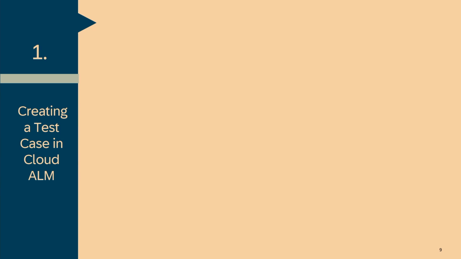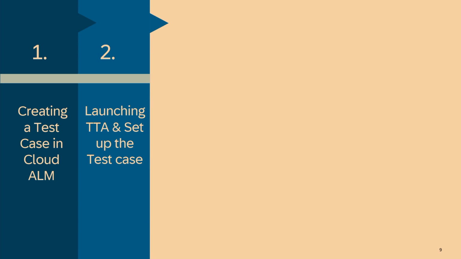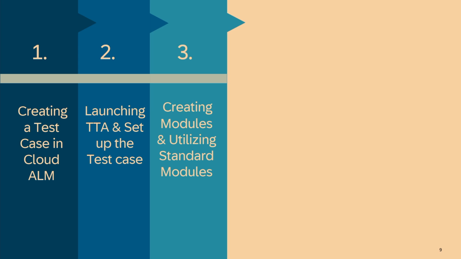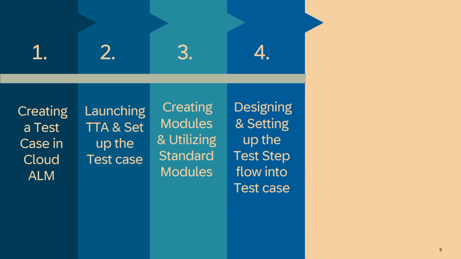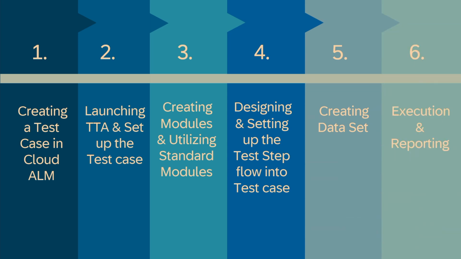In this session, we will create an automated test case in Cloud ALM. Then we will launch TTA from Cloud ALM, and we will set up the test case. And then we will create modules, and also we will utilize the standard modules which are available or which are predefined by Tricentis. Then we will design the test case and also set up the test step flow as per the functional requirement. Then we will create a test data set. Then we will do an execution from Cloud ALM, and that will be triggered in TTA, and the execution report will be loaded back again to Cloud ALM.